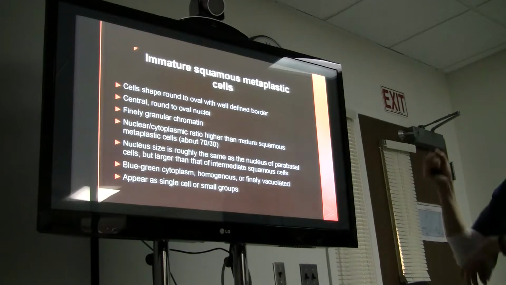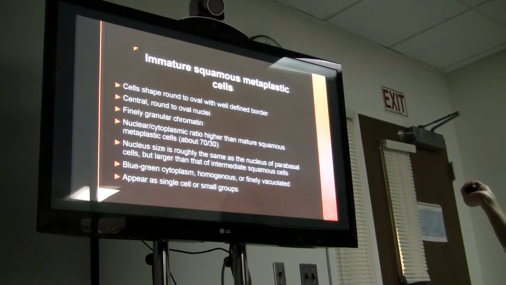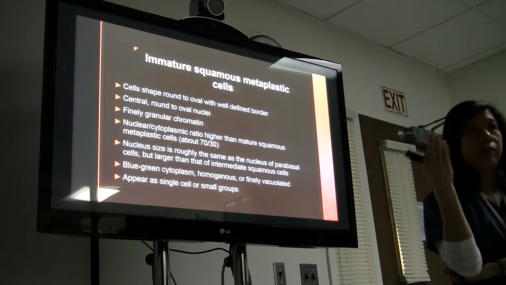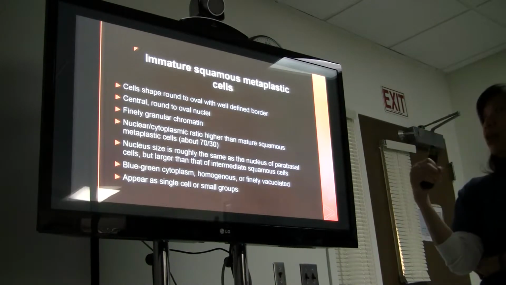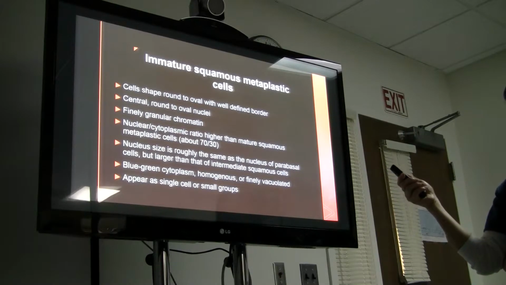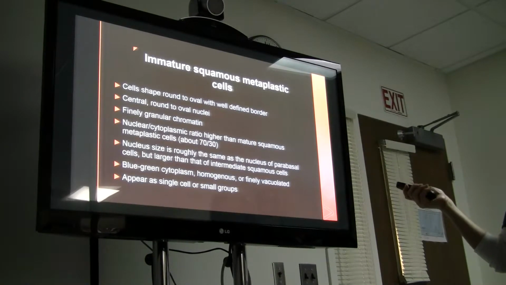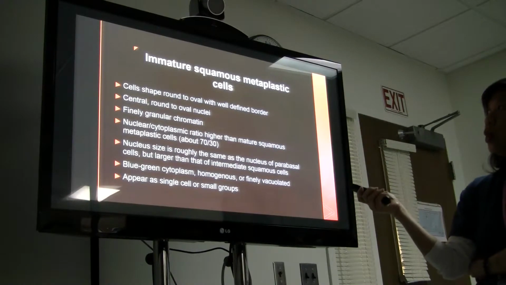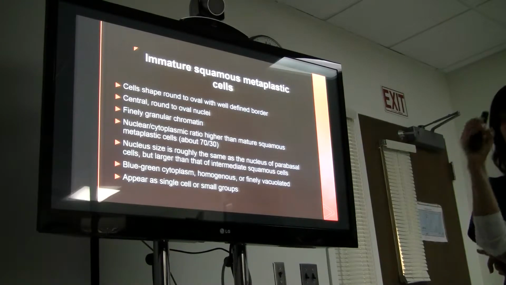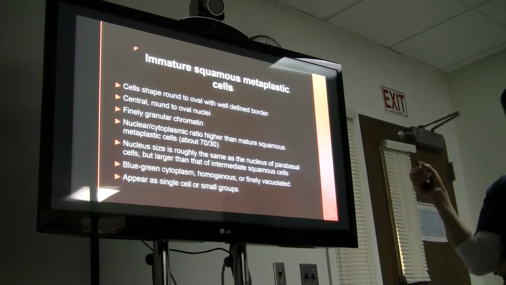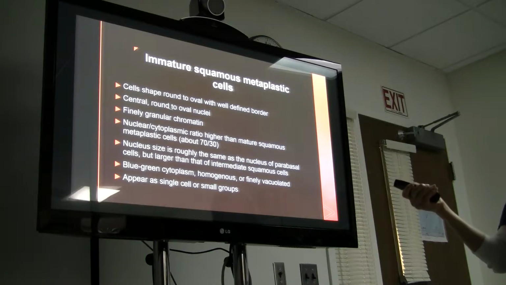Now, what do we mean by immature squamous metaplasia? Again, the cells become multiple layers, the immature ones at the bottom, and then they start to flatten and become mature at the top. The cell shape is round to oval with a well-defined border. Sometimes not well-defined; sometimes it's a little bit jaggy and fuzzy at the edges. They have a central round nucleus, fine chromatin. Important, this is important: the NC ratio is higher.